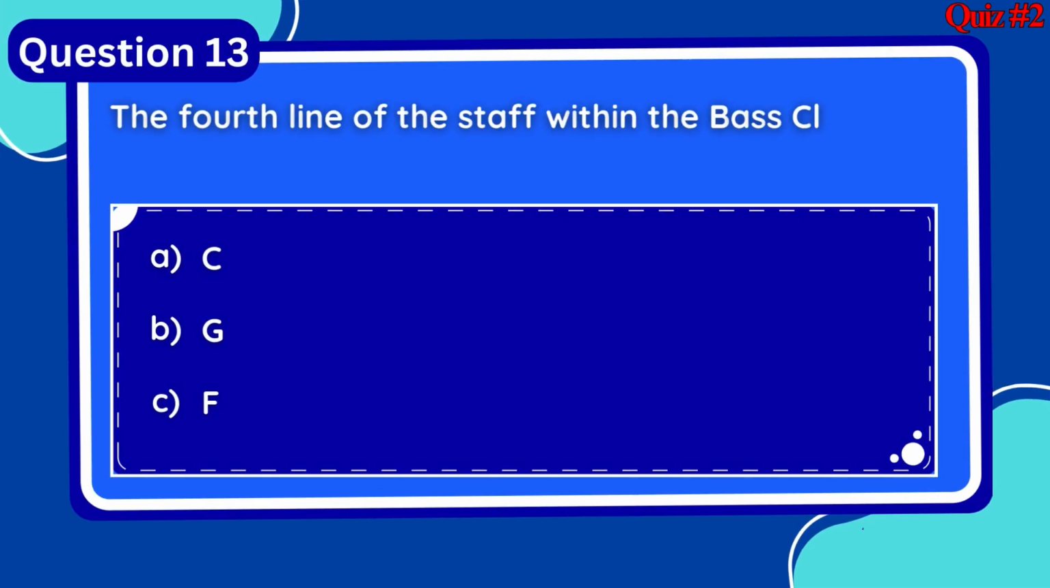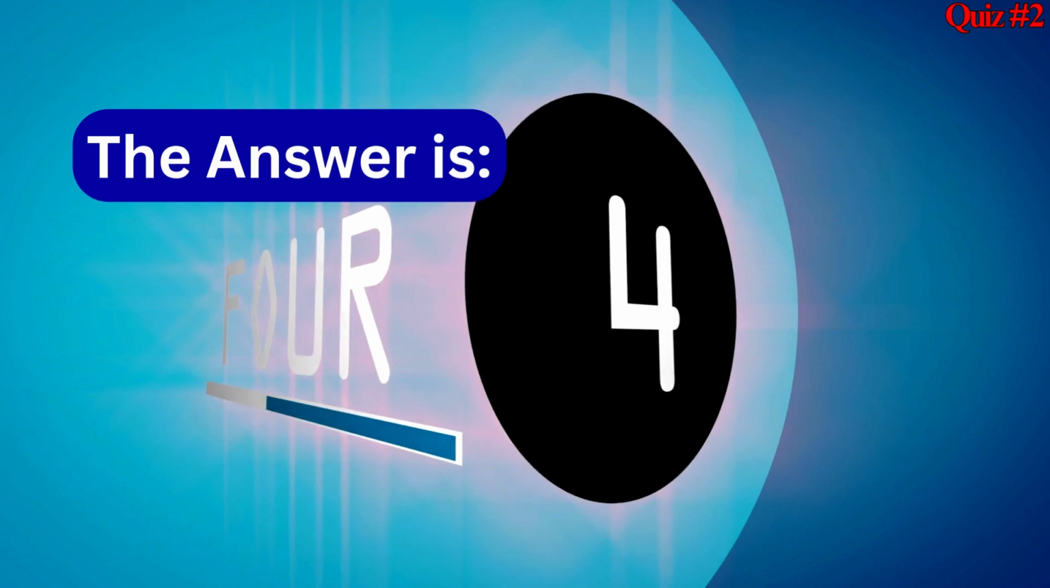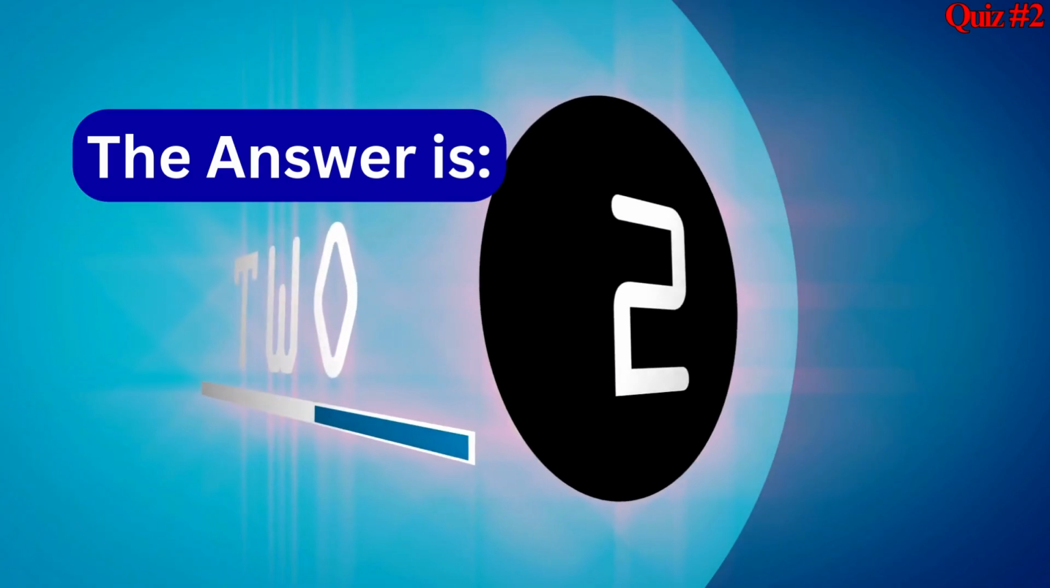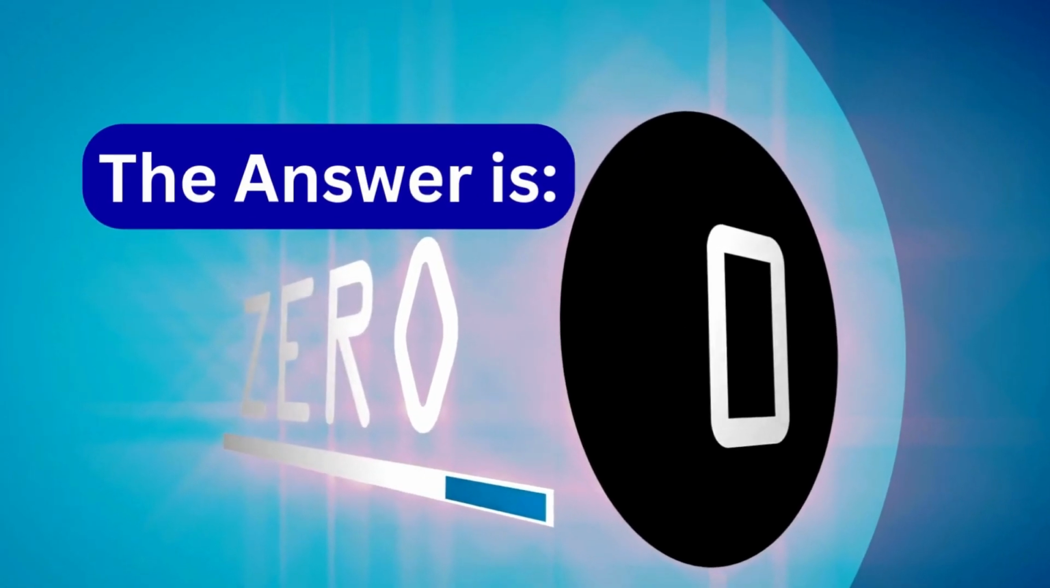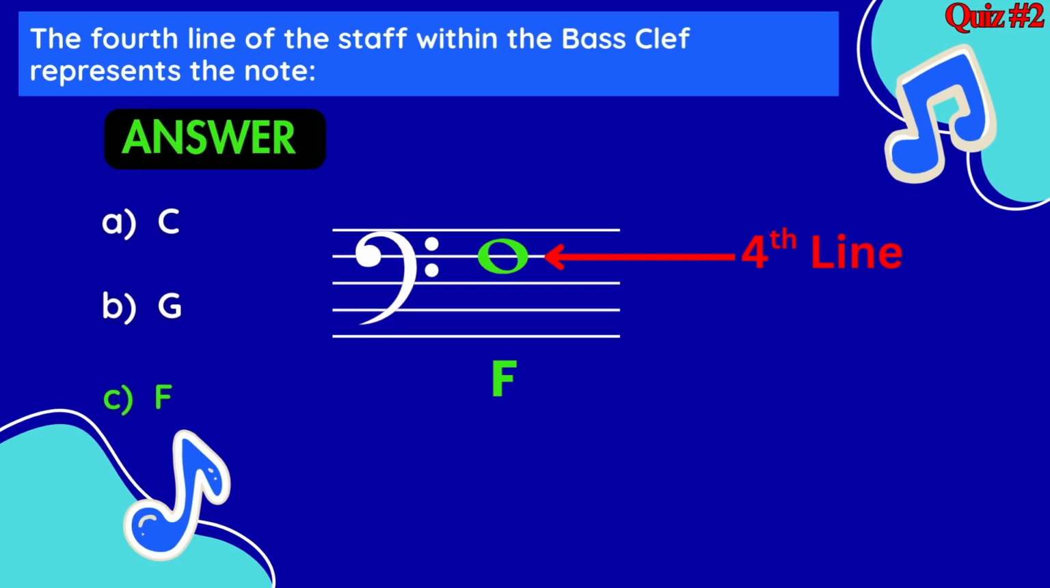Question 13. The fourth line of the staff within the bass clef represents the note C, G, or F. And the answer is number C, F.